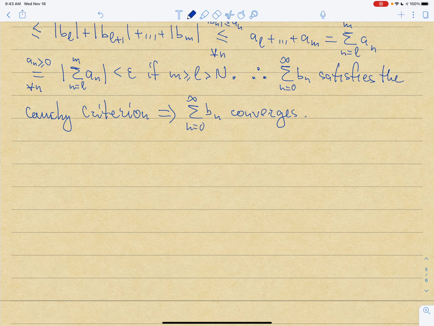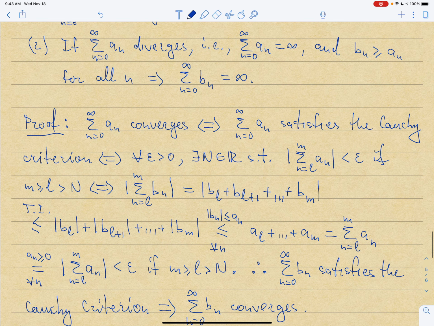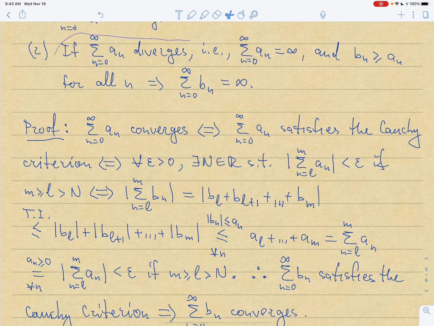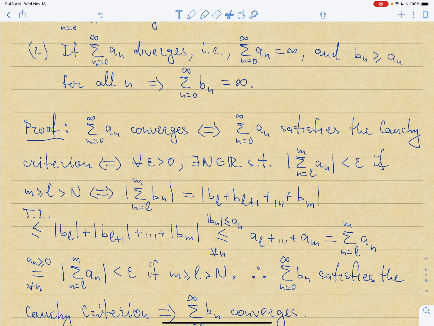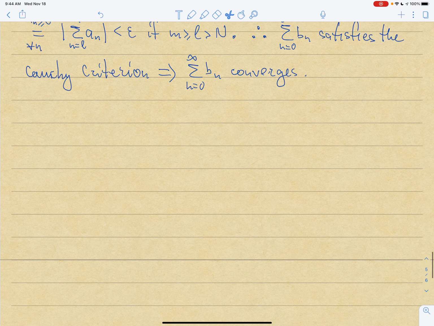Okay, so that proves the first part of the theorem. So now the second part states that if the smaller series diverges, then a larger series also has to diverge. Right? This is kind of obvious. Let's try to write the proof of that.